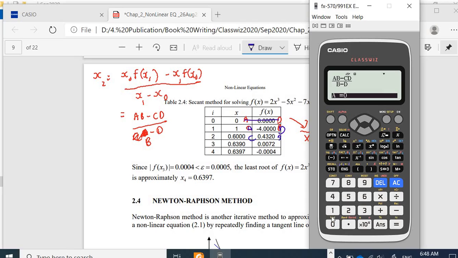So A now is 1, B is 0.432, C is 0.6, D is negative 4. So you get here 0.6390. If you want to fix to 4 decimal places, go to the number formats, number 1, 4.